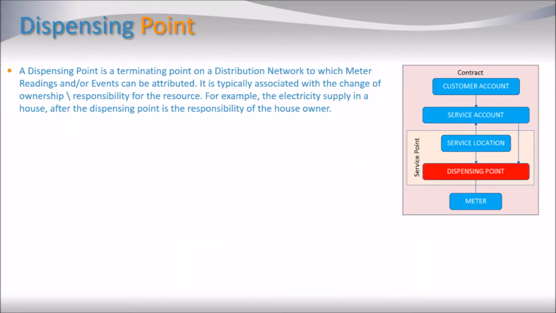A dispensing point is a terminating point on a distribution network to which meter readings and/or events can be attributed. It's typically associated with the change of ownership or responsibility for the resource. For example, the electricity supply in a house after the dispensing point is the responsibility of the house owner and no longer the utility. The SIM specification refers to a dispensing point as a usage point.